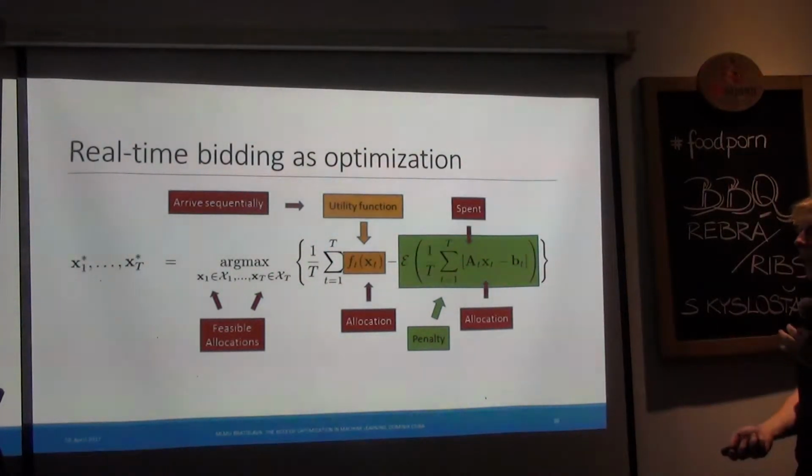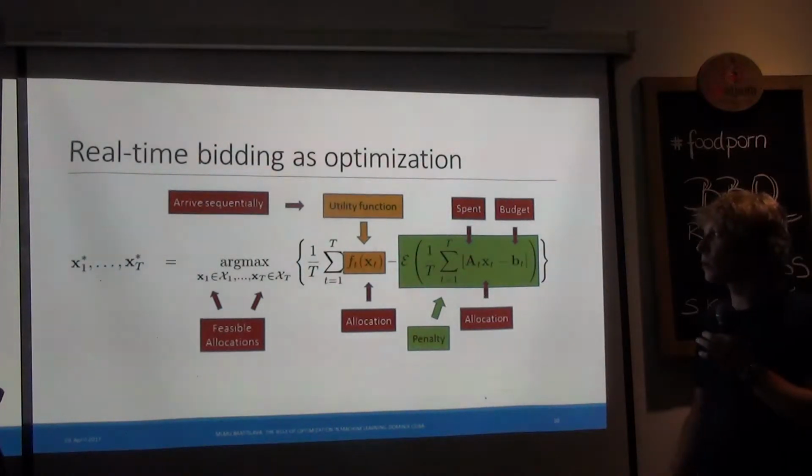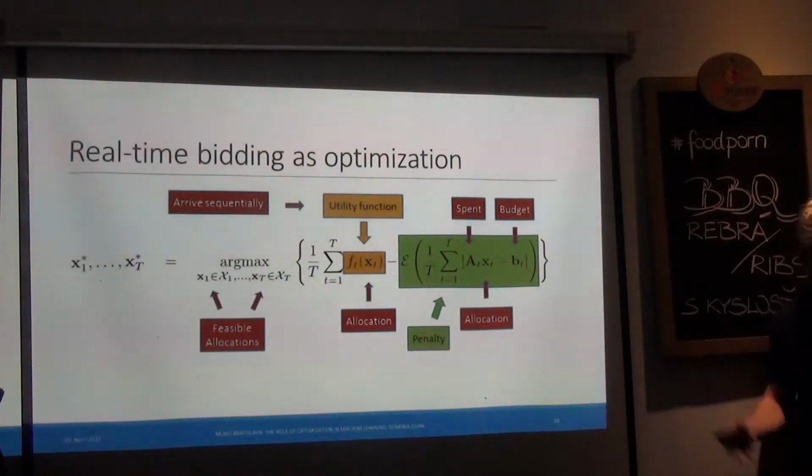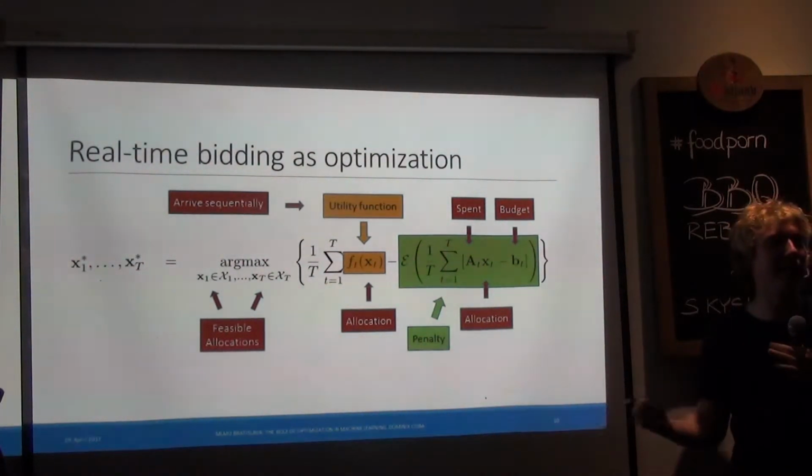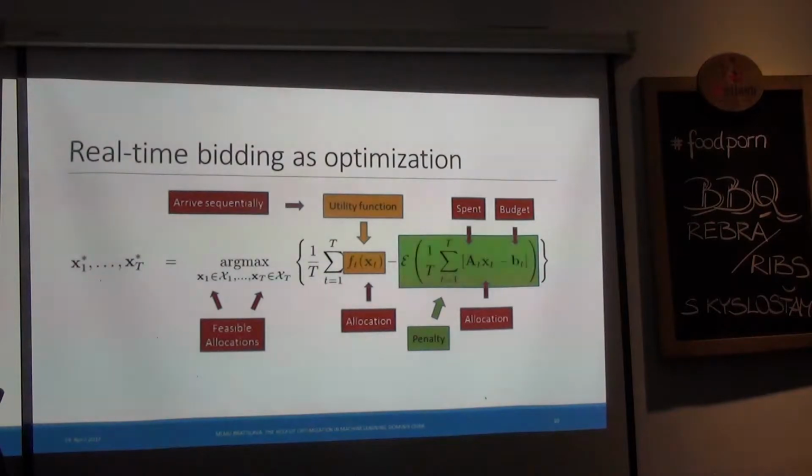The XTs are just the allocations, the ATs just encode the spend, and the BT just encode the budgets. It's not important that you understand this exactly, it's just the idea that this is also just an optimization problem. Okay, any questions so far?